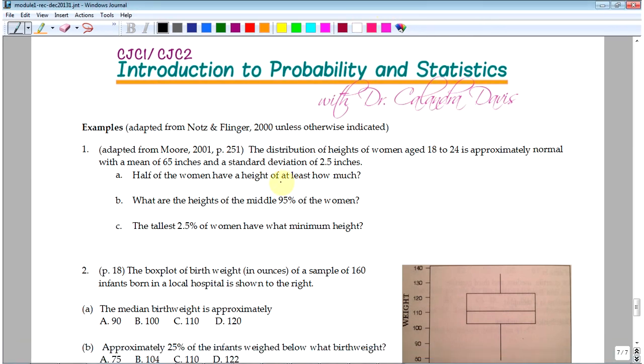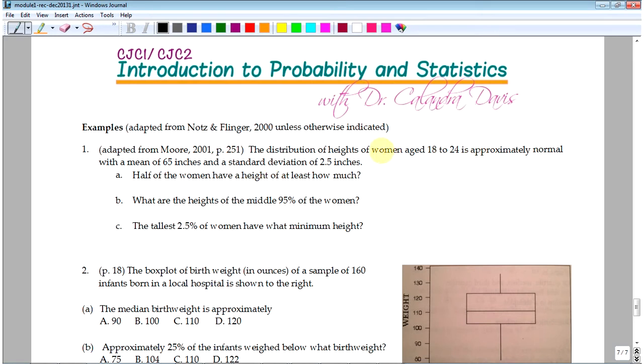Examples. Number 1. The distribution of heights of women aged 18 to 24 is approximately normal, with a mean of 65 inches and a standard deviation of 2.5 inches. Half of the women have a height of at least how much?